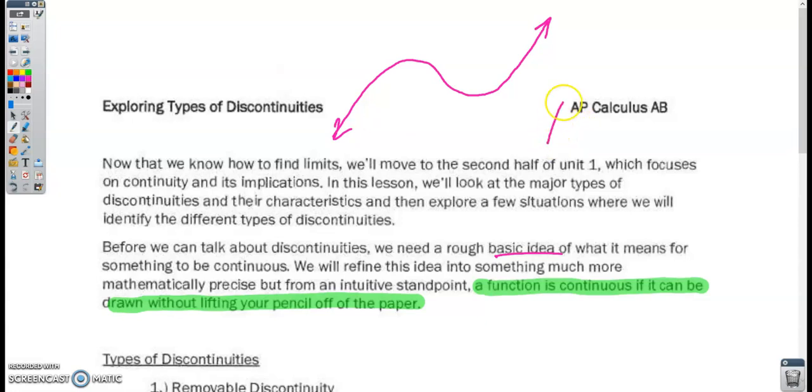A curve like this is not continuous because obviously you saw me lift my pencil off the paper, or my stylus off the screen, as I transitioned at that portion of the graph. So that gets us started with an intuitive idea of what continuity is. So let's start looking at the types of discontinuities.